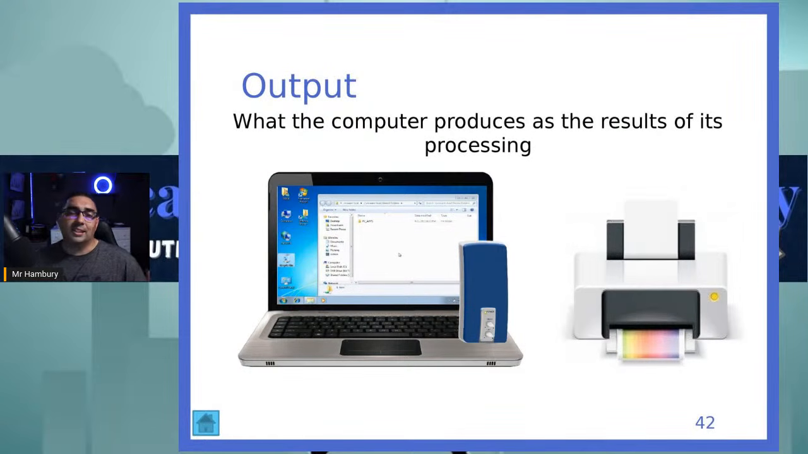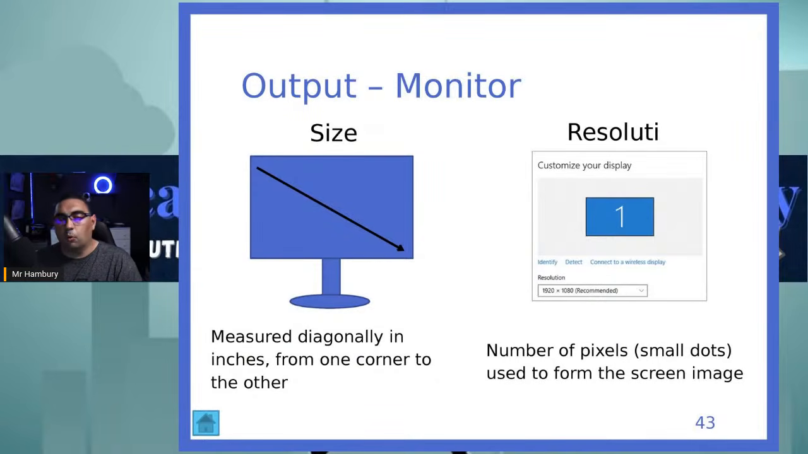Then on the output side, this is what we get out of the PC. This is what we see on our screen. This is what we feel in our hands when we print, right? Anything that comes out, anything that is a result of the processing, that becomes output. So one of them is our monitor, as I mentioned, right? And please, very importantly again, a monitor is measured diagonally in inches. In other words, from corner to corner.